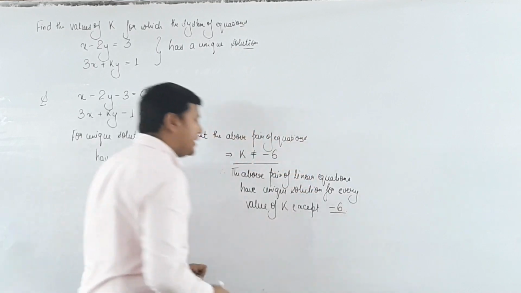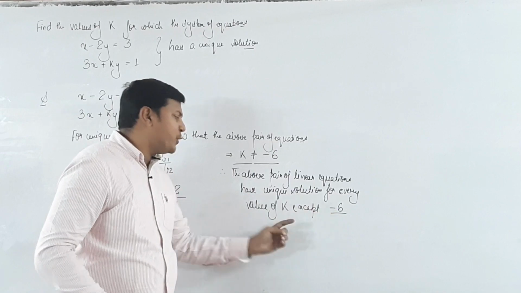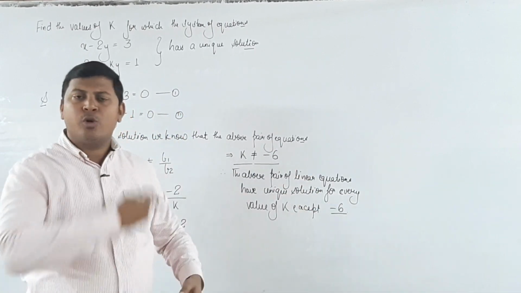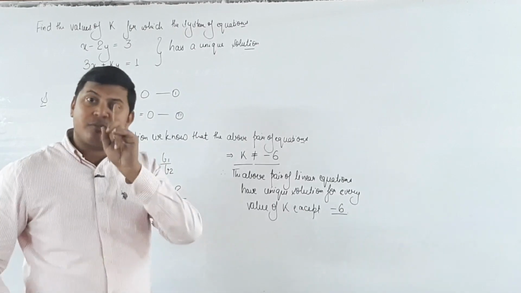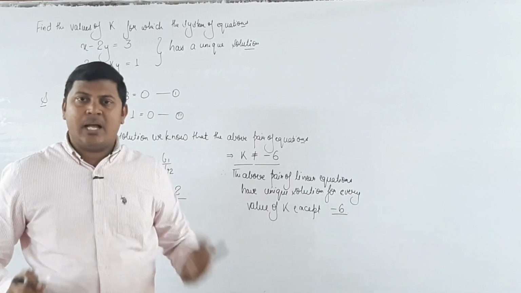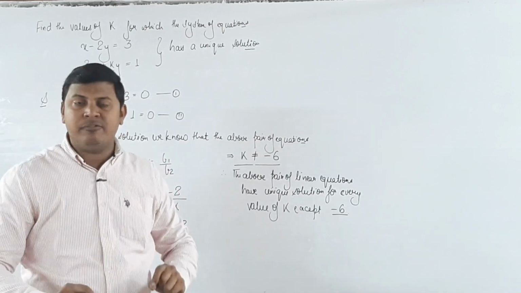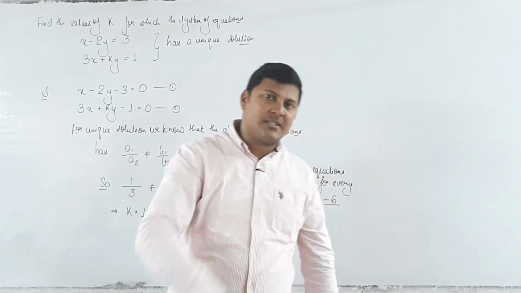Except minus 6 means अगर आप minus 6 के जगह k के प्लेस पे कुछ भी रख लो, minus 2, minus 3, minus 1, 0, कुछ भी 1 2 3 4 5 6 कुछ भी, बस minus 6 नहीं रखना है. The above set of equation or above pair of equations will have a unique solution. आप इस मेरे एक्सप्लेनेशन को चेक भी कर सकते हैं.